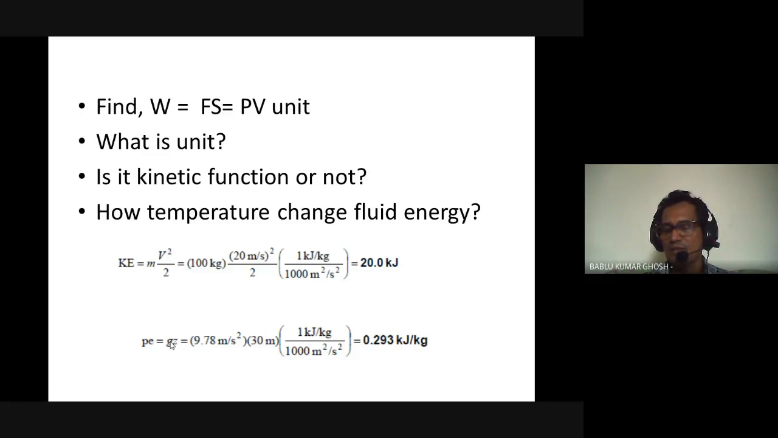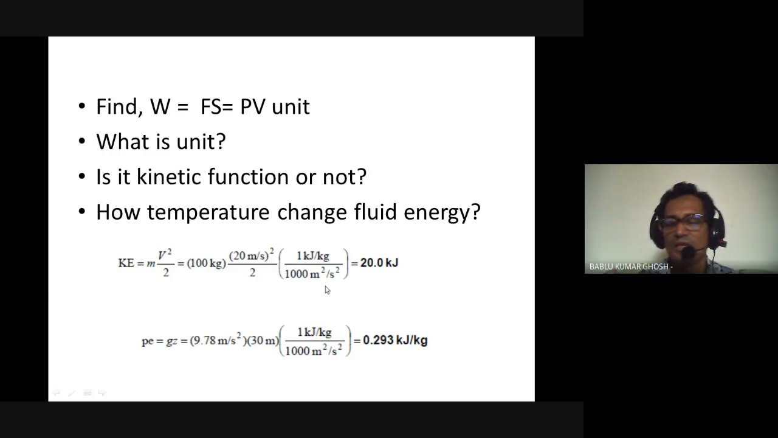There is no mass involvement here, so it is the energy level per unit mass. If g, the acceleration due to gravity, is 9.78 and the height is, say, 30 meters for any system, then it should definitely be 293 joule per kg. That means it is 0.293 kilojoules per kg. So this one is the kinetic energy in total form, not energy density. It is total energy, while potential energy is in the form of energy density.